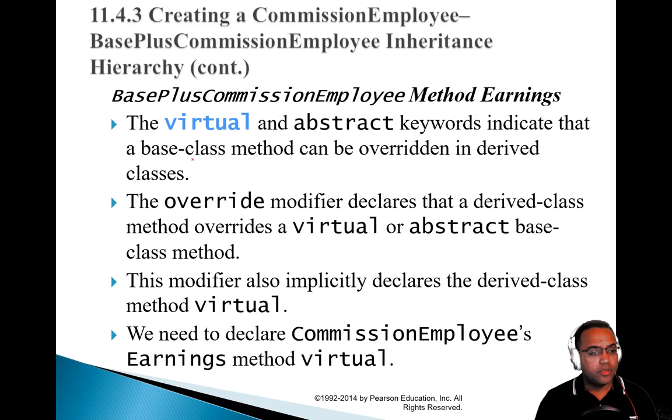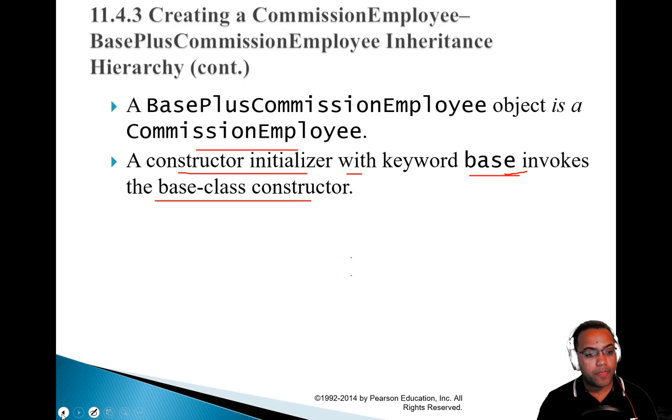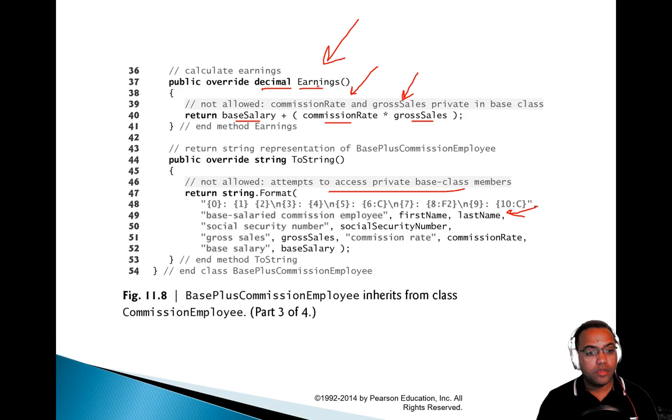So, let's talk about these access modifiers. The virtual and abstract keywords indicate that a base class method can be overridden in derived classes. I'm going to say that again. The virtual and abstract keywords indicate that a base class method can be overridden in derived classes. So, the base class had a method called Earnings. Let's go back. Right? But it was public decimal Earnings. There's a problem there. It doesn't take into account whether or not the CommissionEmployee will have their salary or have this Earnings method overridden.